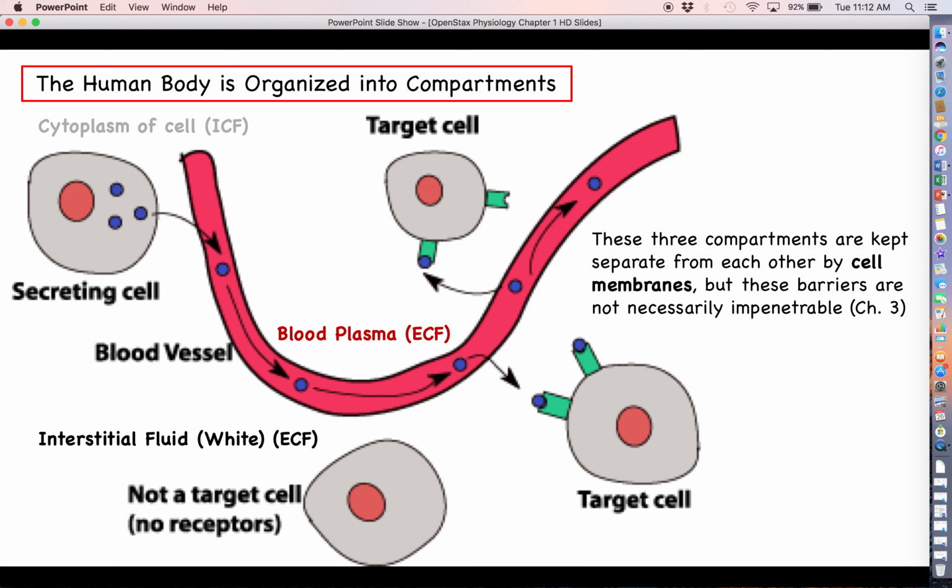The extracellular fluid, meaning any fluid that is not inside of cells, is going to come in 2 different major varieties.